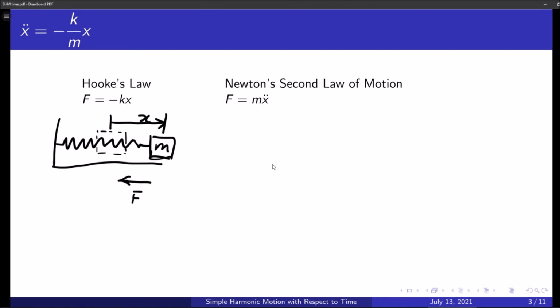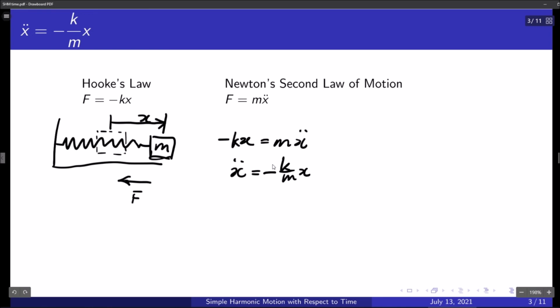Everyone knows it, everyone loves it. Now if we combine the two, because they're both describing the force in the same system, we can either describe it in terms of the spring's displacement, or we can describe it in terms of mass and acceleration of the oscillating body. So if we put them together, negative kx equals m x double dot. Let's rearrange things: x double dot equals negative k over m times x.